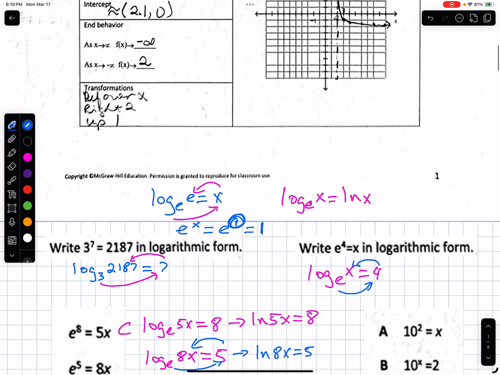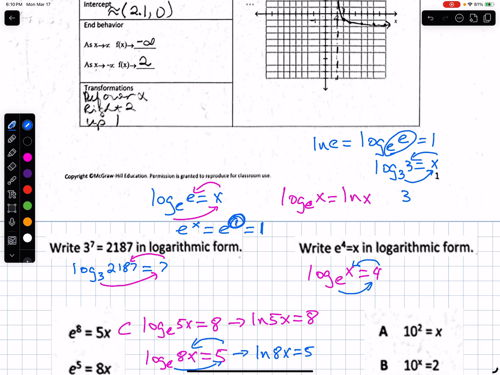The other thing, we have ln e. That means the same thing as log base e of e. Anytime these two are the same, it equals 1. So if I have log base 3 of 3, I set that equal to x. Then I would say 3 to the x power equals 3. What would the exponent have to be up here? It's got to be a 1, right? So x equals 1. Because the 3's can drop off and just x equals 1.